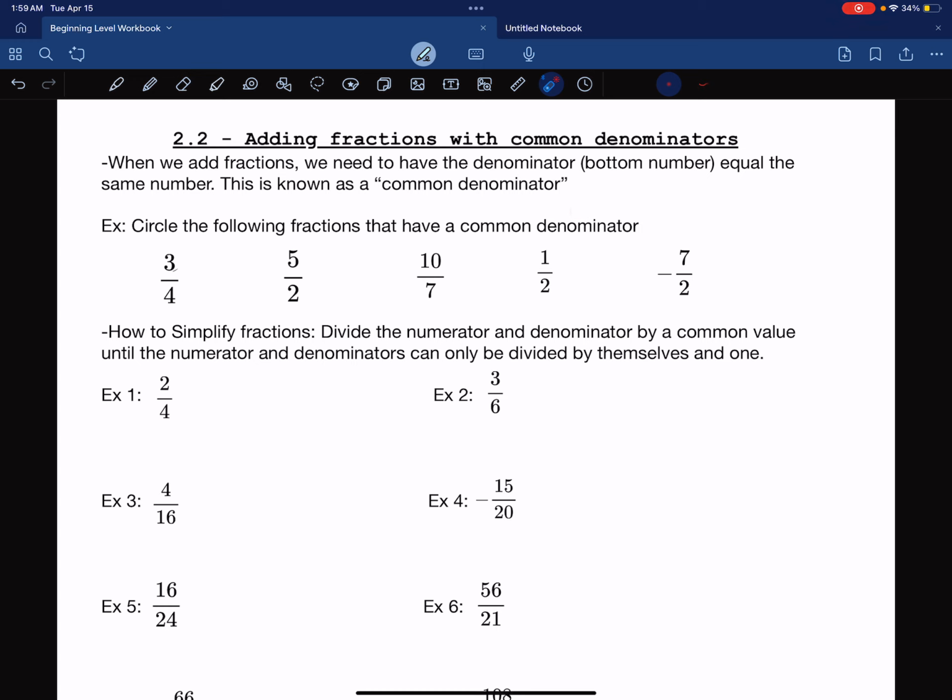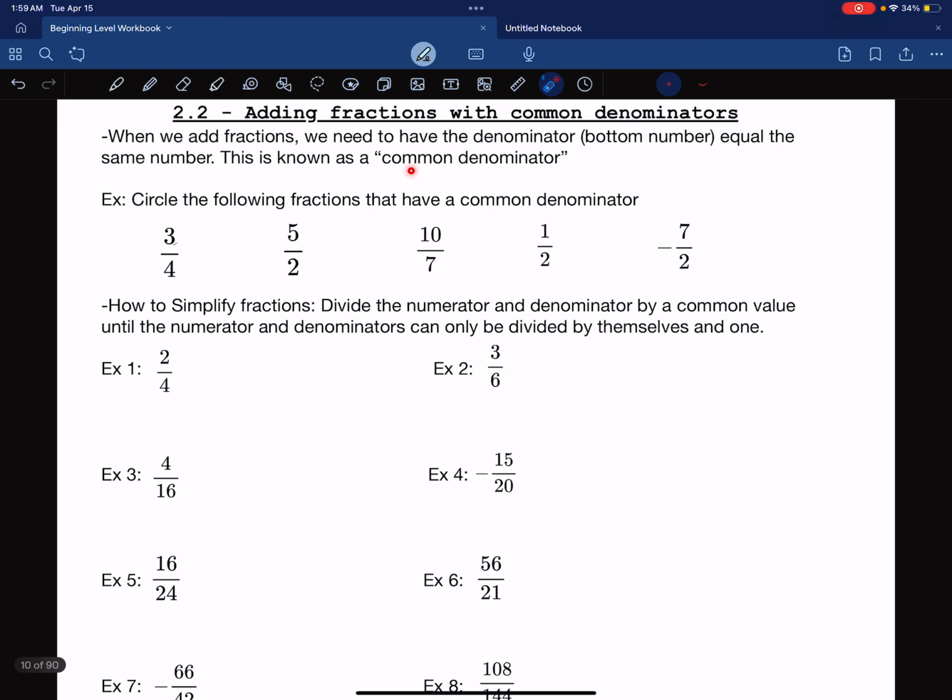So essentially what that's saying is if we want to add two fractions together, they both need to have the same bottom number, or the same denominator, or in other words, a common denominator. So in this following example, circle the fractions that have a common denominator. I encourage you to pause the video and try it on your own, and assuming you have given it a go, let's work through it.